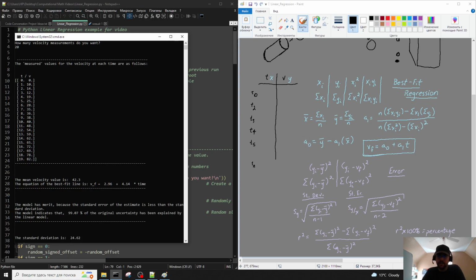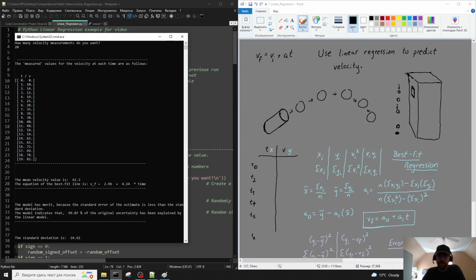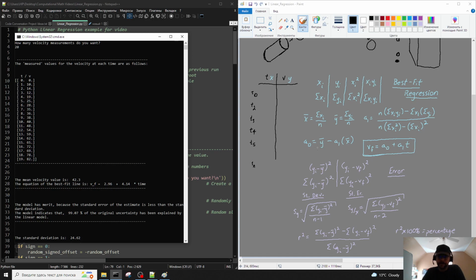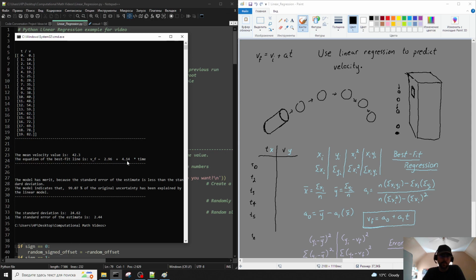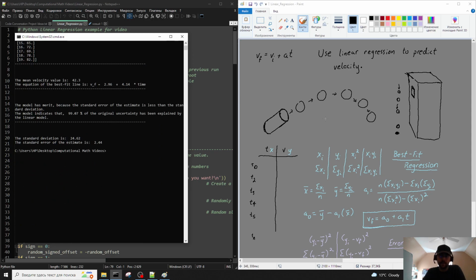Then to get a0, which is the y-intercept or the initial velocity value, we take the average of the velocities minus the slope that we just calculated times the average of the x's. That gives us the intercept value. So that's how we get the best fit linear regression, which is this equation right here in this example. It was velocity final equals 2.96, which is velocity initial, plus 4.14, which is the acceleration, times time. So this would not be on planet Earth, unless we were calculating the horizontal motion, perhaps, of this cannonball movement.